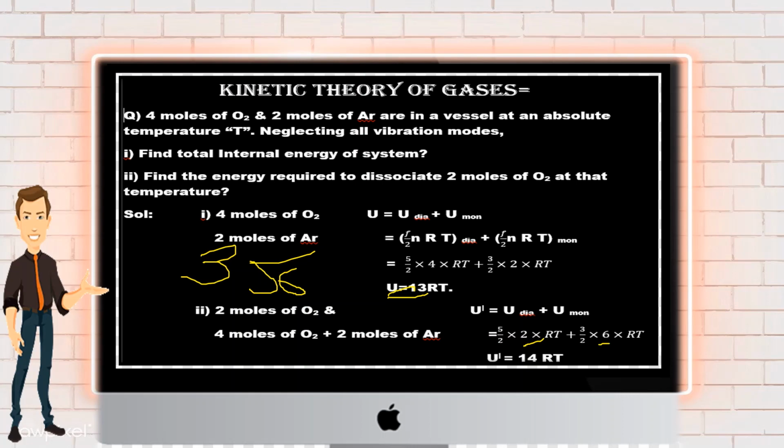It's perfect because here only 4 moles of oxygen atoms become monatomic after dissociation, and only 2 moles remain as di. So 5 by 2 into 2 into RT, and 3 by 2 into 6 into RT. After cancelling, we finally get 5RT plus 9RT, which is 14 RT. This is the final answer.